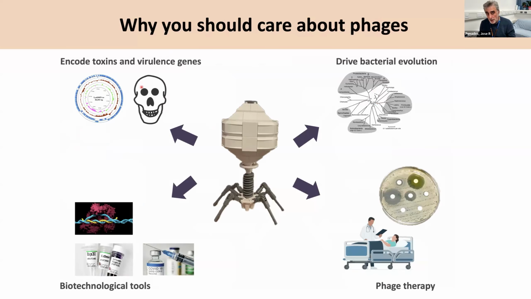As I said, many of them, when integrated, can encode toxins or other virulence genes, which is important for human, animal, or plant disease. They are key drivers in bacterial evolution. We will see in the next slide that apart from moving their own DNA, phages can also move bacterial DNA or plasmid DNA, other DNA between bacteria. So there is a constant movement of DNA between bacteria using phages as vehicles.